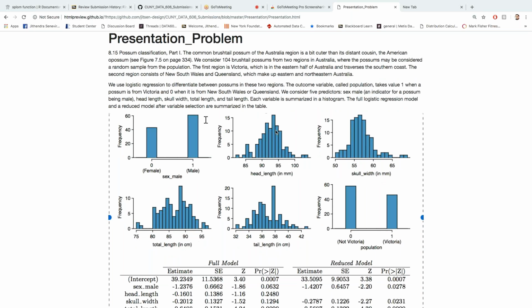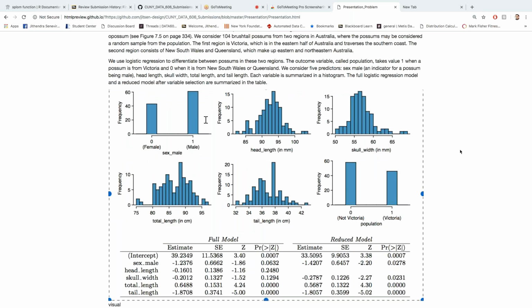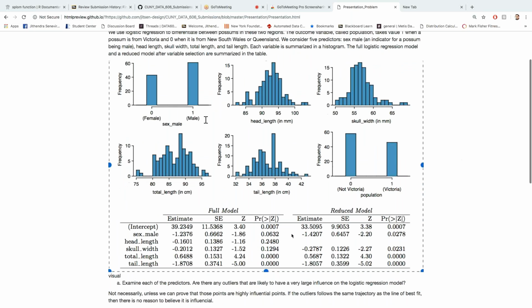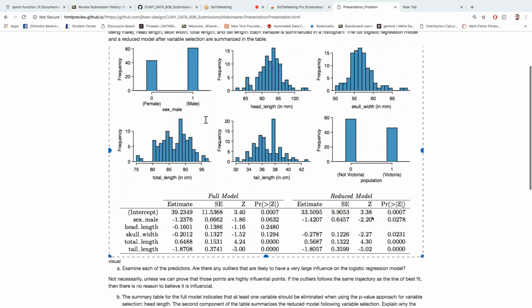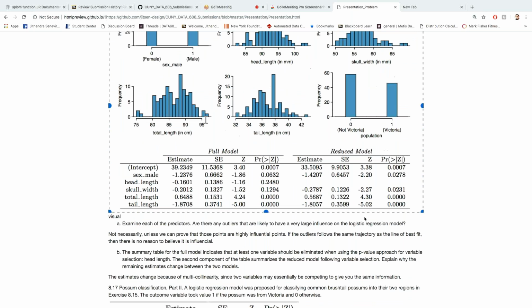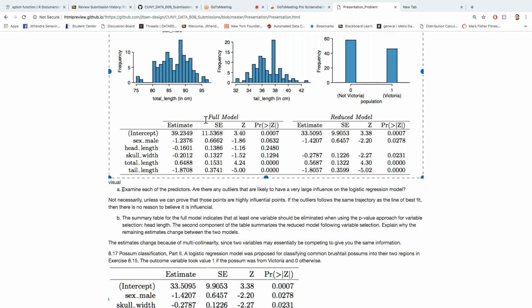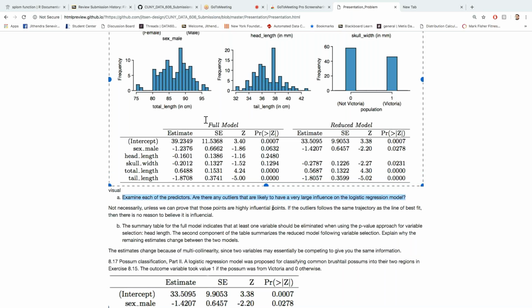And they've given certain metrics and the distribution of those metrics for those possums, as well as a full logistic regression model, as well as a trimmed version, a reduced model, where they've removed one that had a high p-value. And it's a little hard to read what the questions are and what the answers are, so I'm just going to highlight the answers. Well, I'll highlight the question first. Examine each of these predictors. Are there any outliers that are likely to have very large influence on the regression model?